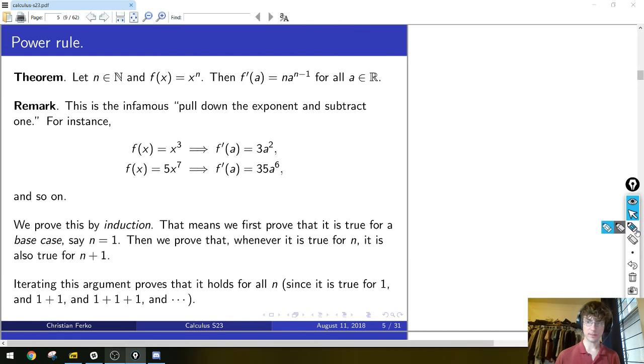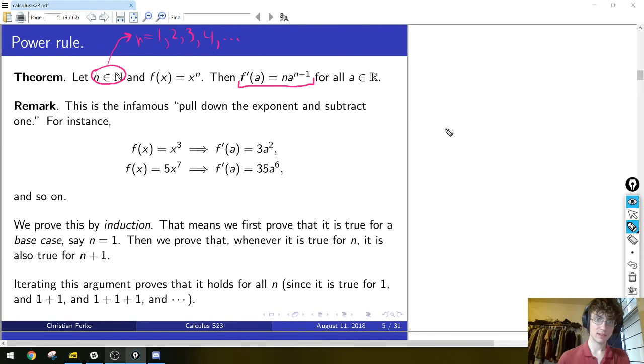So here's the theorem. Let n be a natural number. Remember, in my notation, this doesn't include 0. So n can be 1, 2, 3, 4, whatever. These are positive integers. So if n is a positive integer and f of x equals x to the power n, like x or x squared or x cubed, whatever, then the derivative of f at a is given by that power n times the number a raised to the power n minus 1. That means the slope of the tangent line to this curve at a point a is simply n times a to the power n minus 1, and that holds at any a in the reals.